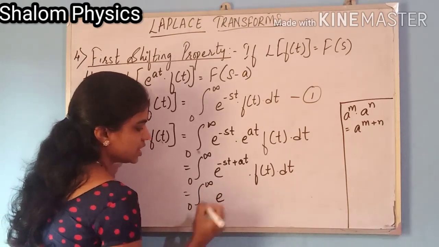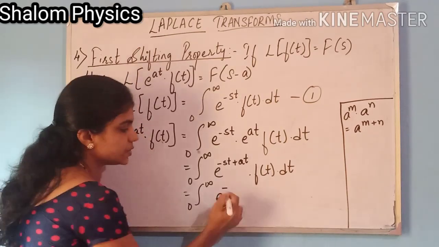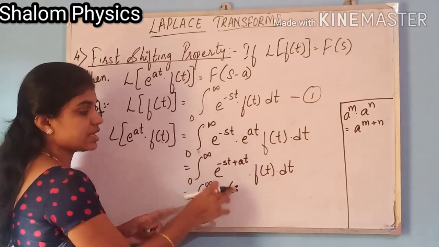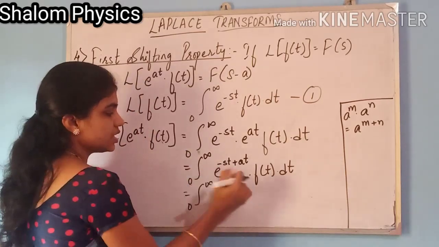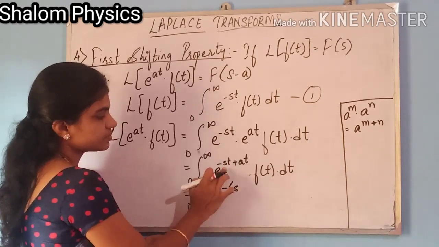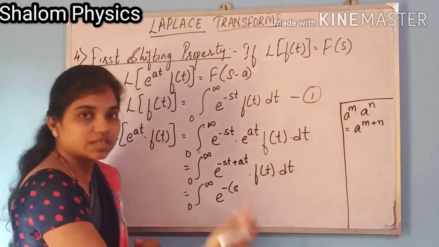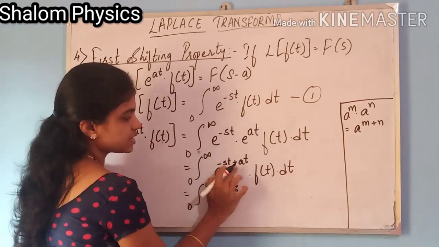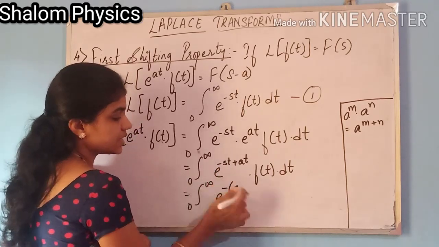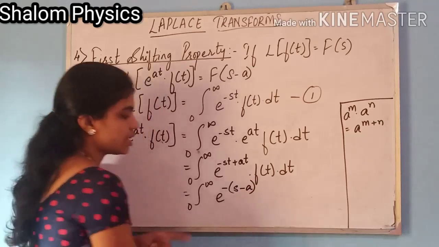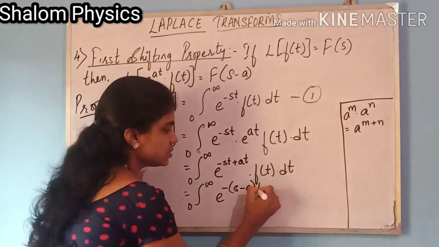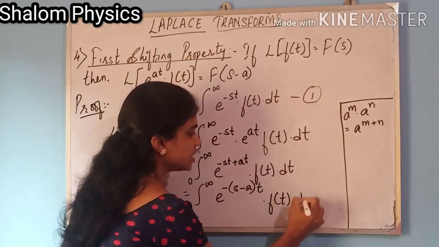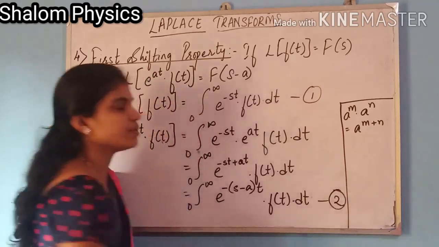0 to infinity e raised to minus, I'm going to remove it out, and then what is left here? s. I'm not going to take t inside because t also I'm going to remove it outside, but on the other side of the bracket. Why I'm taking it on the other side of the bracket, you'll get to know soon. So what is left here now? This is a plus sign, minus is taken out, so minus into minus is plus. So this is s minus a into t, right? What is left here now again? f of t dt. So let this be equation number 2.